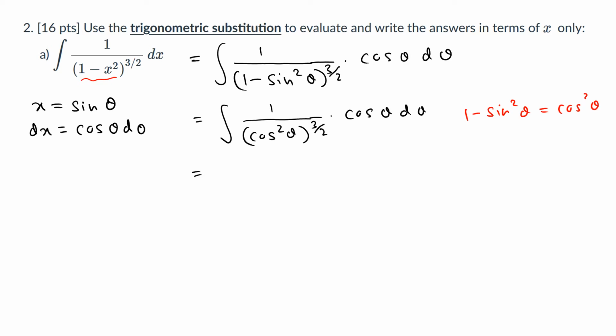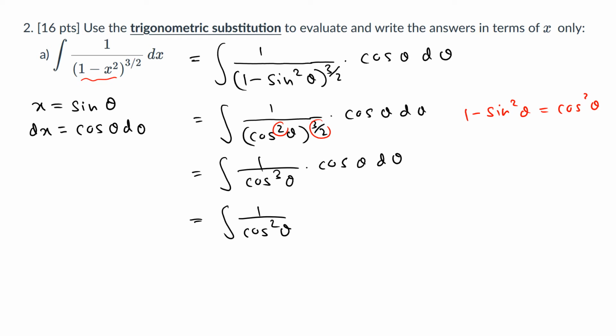So this is squared to the 3 halves. When you have a power of a power, you multiply, so it becomes cosine cubed. So this simply becomes 1 over cosine cubed theta. And then this is cosine theta, and you can see one of them gets cancelled, so this simply becomes 1 over cosine squared theta d theta, or in other words, now this is secant squared theta d theta.